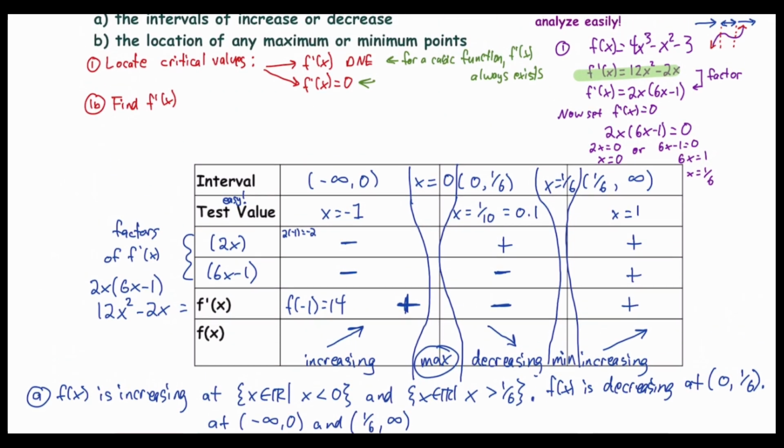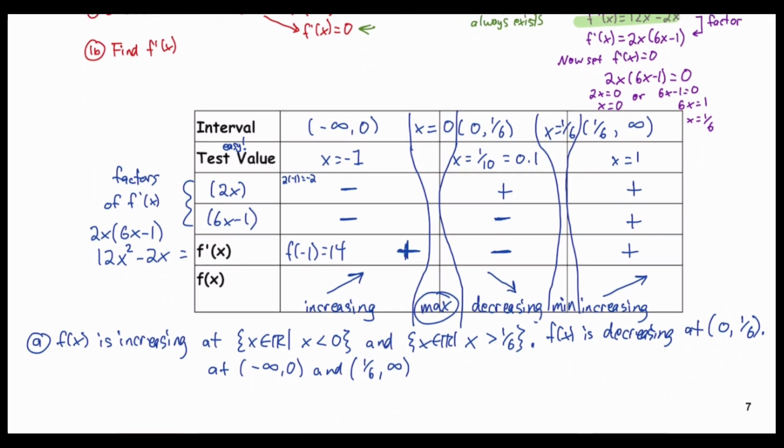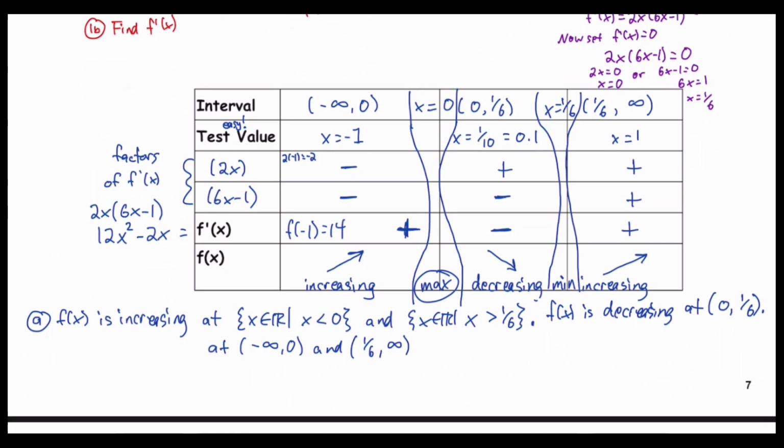B asked us to give the location of any maximum or minimum points. So for B, there is a local max. So what does it mean that it's a local maximum? It just means that within this area of the graph, it's a point where I have a peak and then it goes back down. And a local minimum is a point where I have a trough. And it's not the global maximum or minimum because the graph continues.